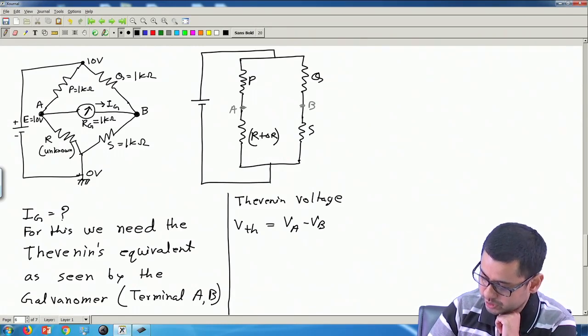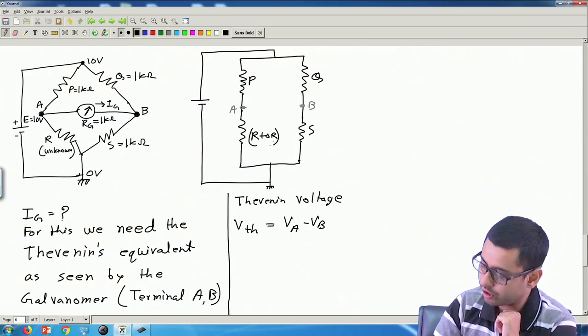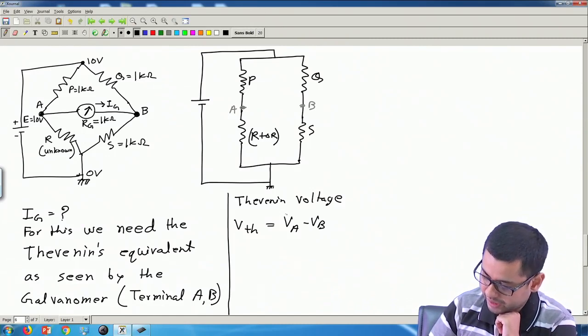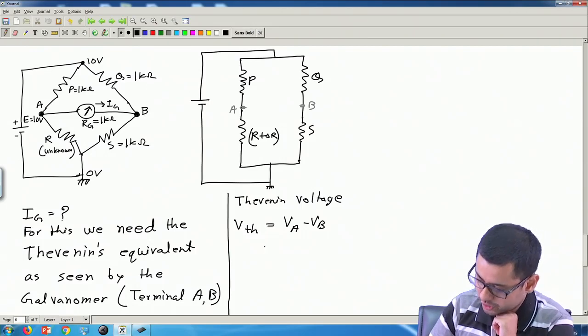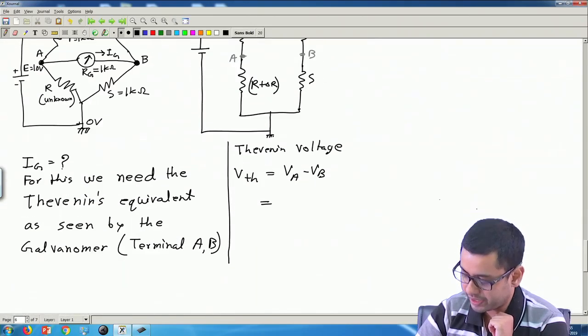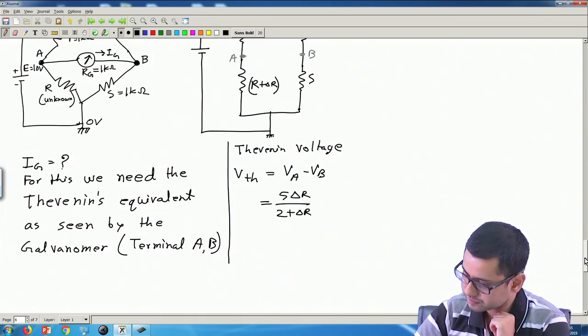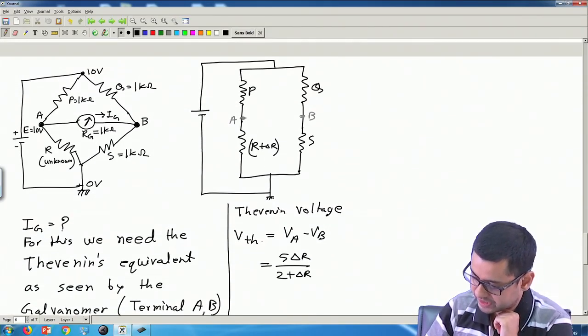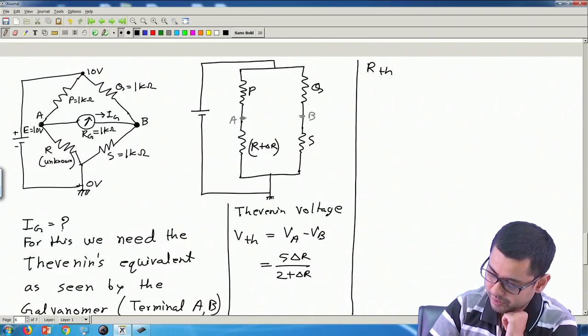Because VB is always going to be 5 volt with respect to this point, and this potential depends on the value of R plus delta R. So, we have computed VA using potential divider rule here, and this is the difference between VA and VB in the absence of this detector. So, this is same as computed before, 5 delta R by 2 plus delta R. Okay. This is V Thevenin. Now, what is R Thevenin? Thevenin resistance as seen by this.